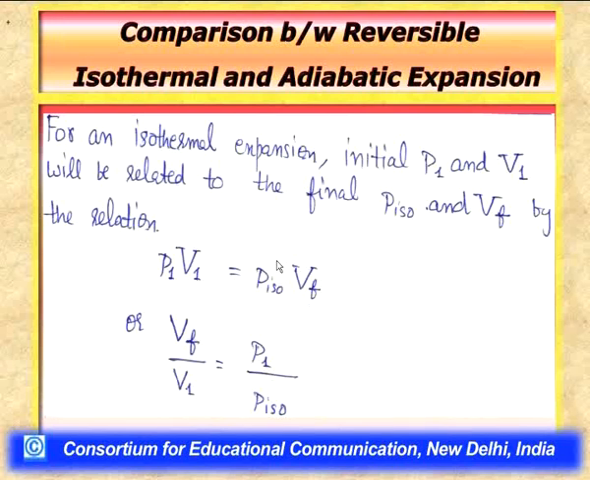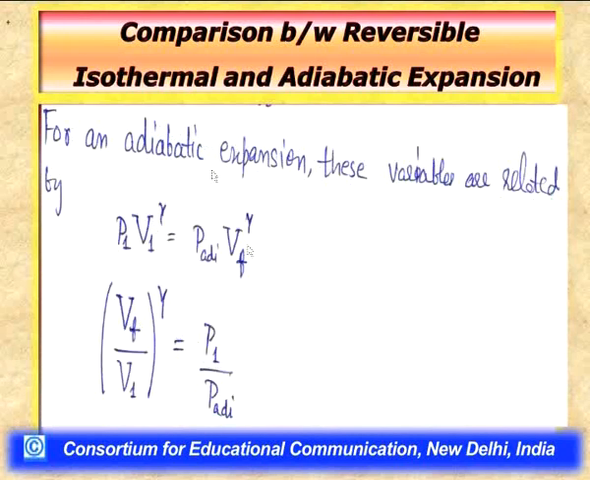When we rearrange the equation, we get Vf by V1 equals P1 by P_iso. This is the ratio of final to initial volume. In the case of isothermal reversible expansion of an ideal gas, it is equal to the ratio of initial and final pressure values, since these are inversely proportional quantities.